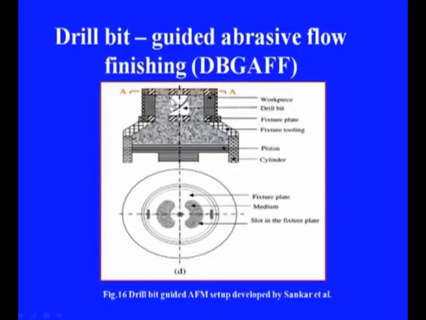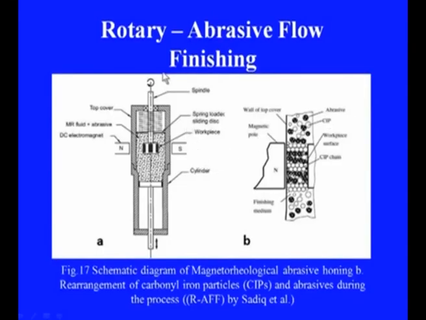This is another development in hybridization of the AFM process. This is the drill bit guided abrasive flow machining process, in which the drill bit is inside the workpiece and is kept rotating, which causes rotation of the abrasive media, and the principle is similar to that of the centrifugal assisted abrasive flow machining process. This is the rotary abrasive flow machining process, in which the principle is almost similar to what we have seen earlier. The only difference is that here the media will be kept rotating with this rotating device.